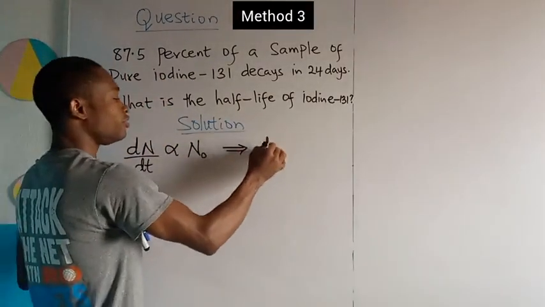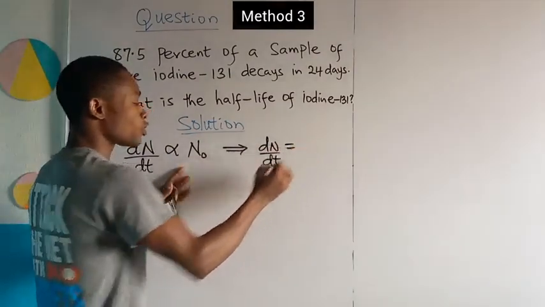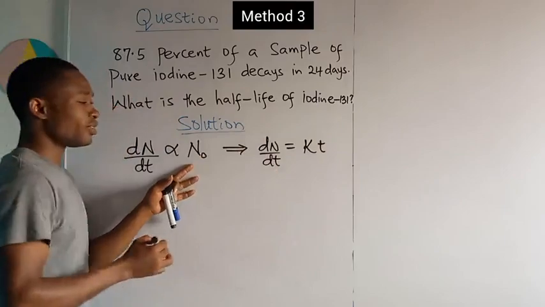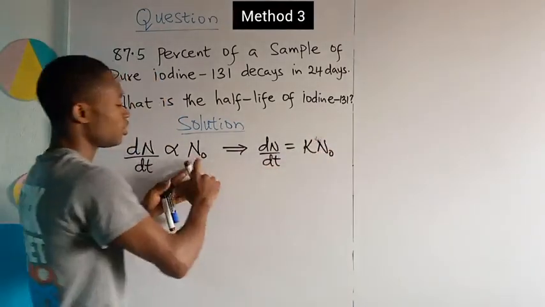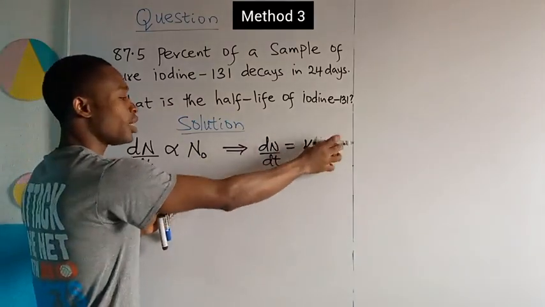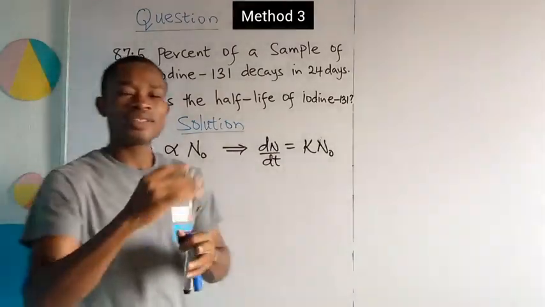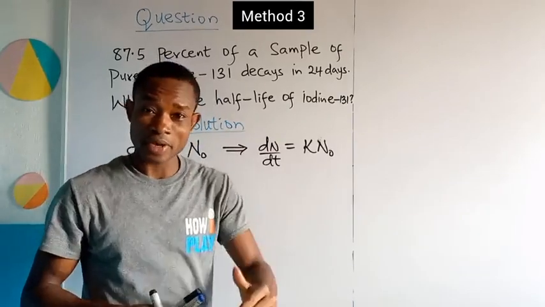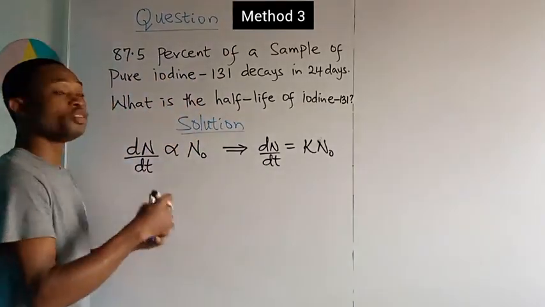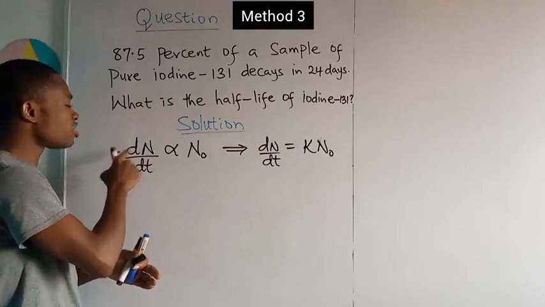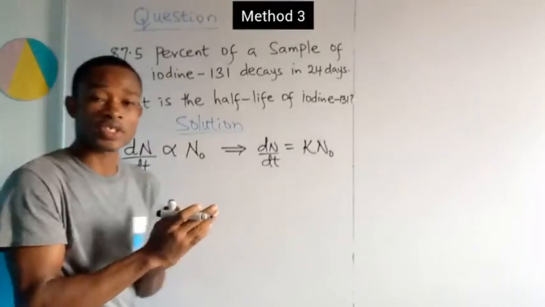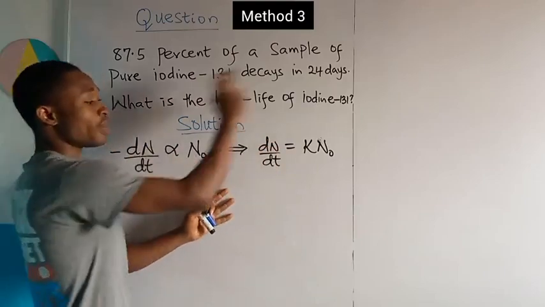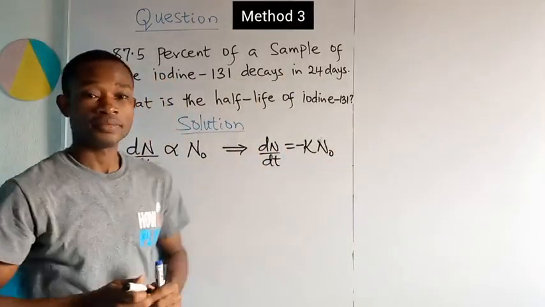So with this, we have dN over dt equal to a constant, which I'm going to call k, multiplied by N naught. So the rate of decay is now equal to k N naught. Now, whenever you're talking about decay, it is just like a death process, so there is a reduction. For that reason, we usually introduce a negative here. This negative is interpreted to mean that the quantity of the substance you have is reducing, decaying with time. So I can transfer that minus to the right hand side and we have it here. Is that okay?